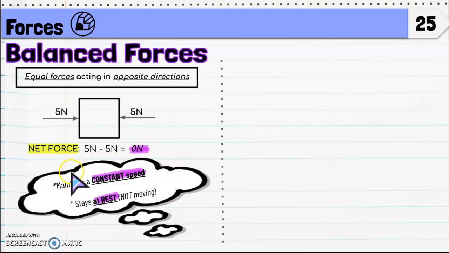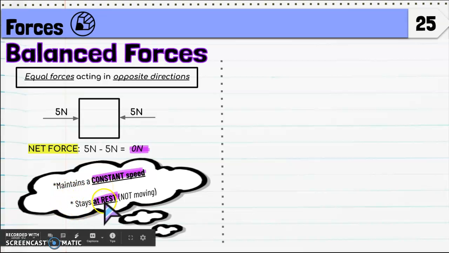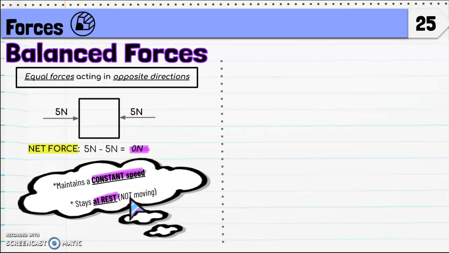So when forces are balanced, an object maintains a constant speed. So think about a car in cruise control. The speed is constant. Or an object stays at rest. So an object is not moving at all. So think of a car that is in park. When the net force is 0, we know the forces are balanced.